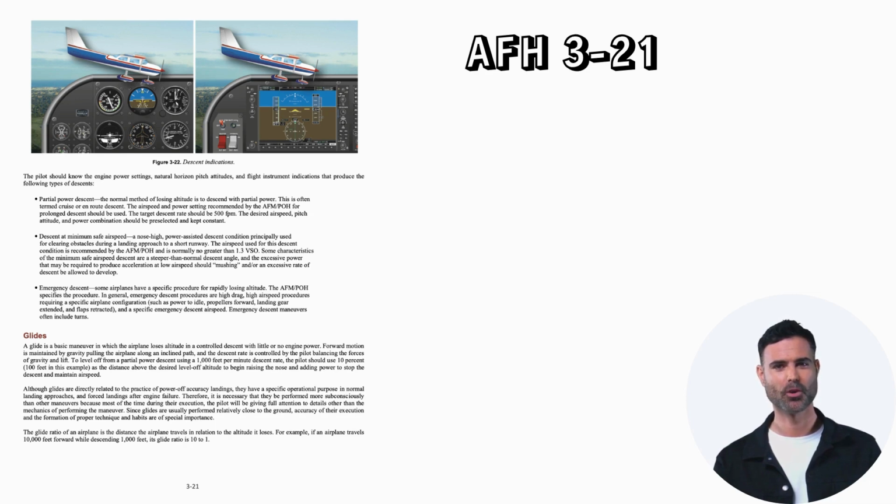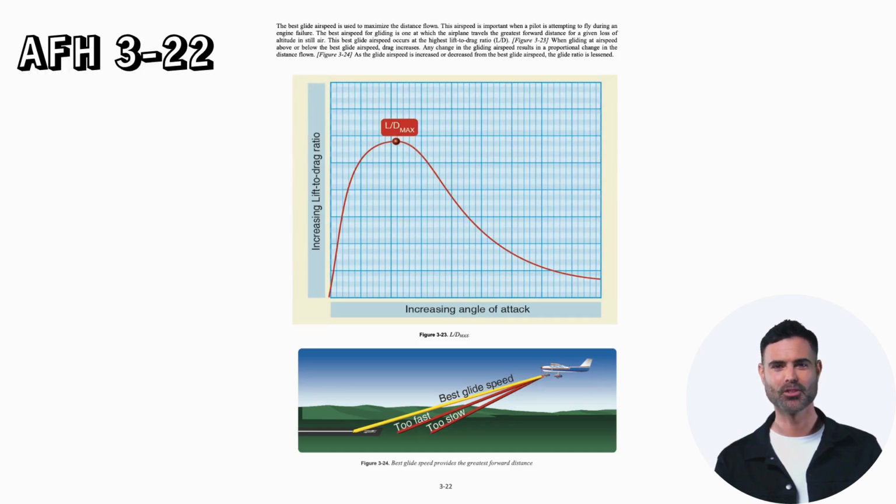The glide ratio of an airplane is the distance the airplane travels in relation to the altitude it loses. For example, if an airplane travels 10,000 feet forward while descending 1,000 feet, its glide ratio is 10:1. The best glide airspeed is used to maximize the distance flown. This airspeed is important when a pilot is attempting to fly during an engine failure. The best airspeed for gliding is one at which the airplane travels the greatest forward distance for a given loss of altitude in still air.